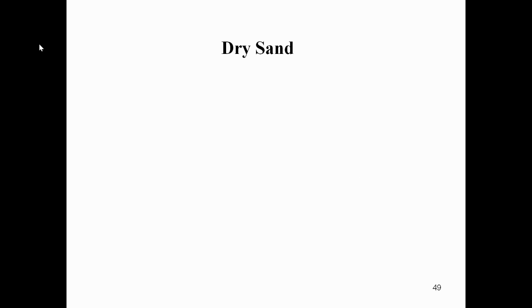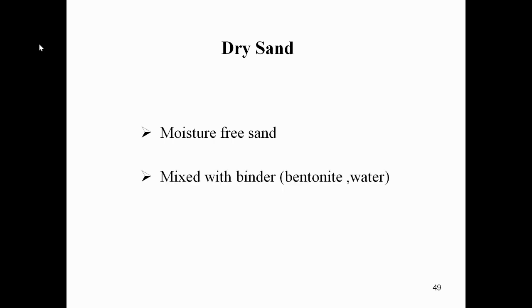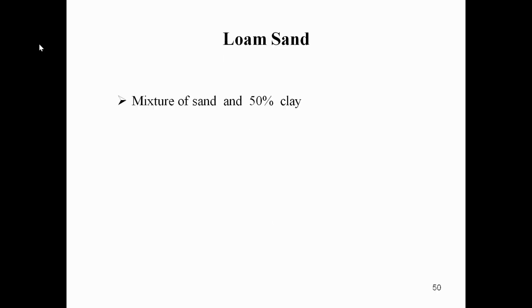Next one is a dry sand. It is a moisture free sand. It doesn't have any moisture content. It is mixed with binder, that is bentonite, and water. It is used for medium and heavy castings. Next, the third one is a loam sand. It is a mixture of sand and 50% of clay.